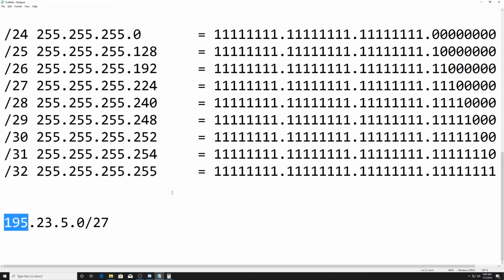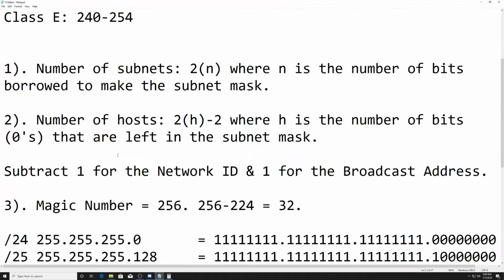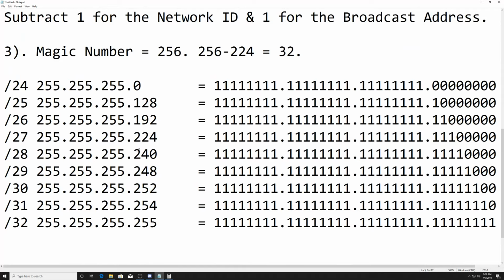The answer to that question will be Class C. As you can see, 195 is in between 192 and 223, which means it's within the Class C IPv4 addressing scheme. Anyways, let's go ahead and get on to it.